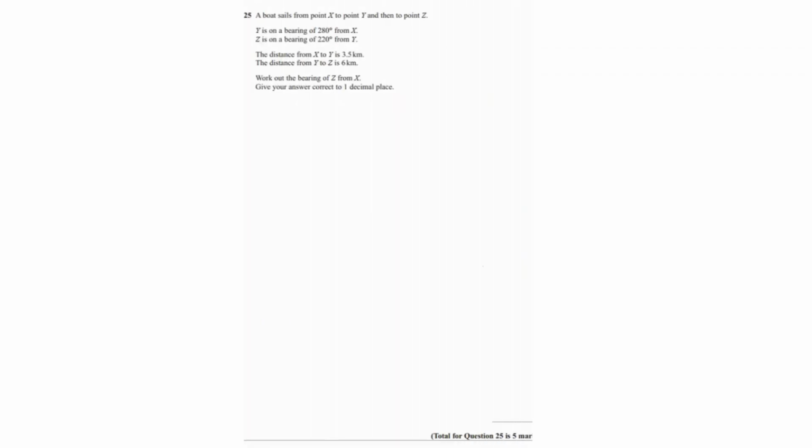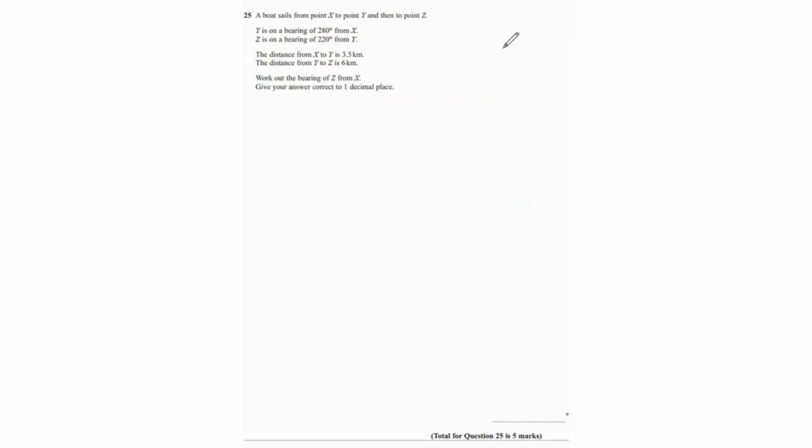Then the next question says, a boat sails from point X to point Y and then to point Z. Y is on a bearing of 280 degrees from X. Z is on a bearing of 220 degrees from Y. The distance from X to Y is 3.5 kilometers. The distance from Y to Z is 6 kilometers. Work out the bearing of Z from X. So let's first sketch the diagram for this.